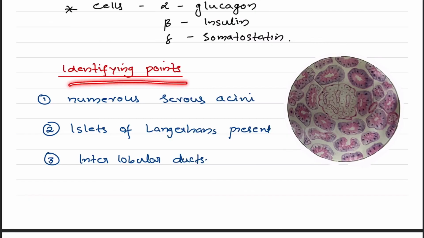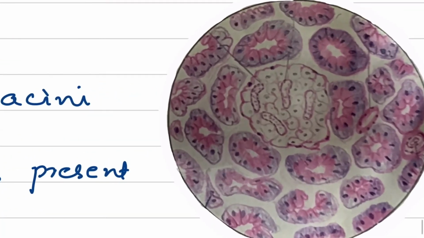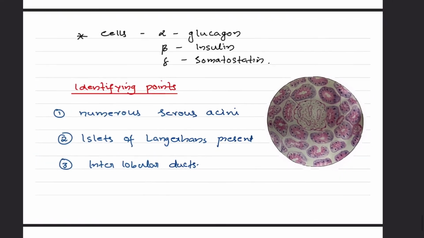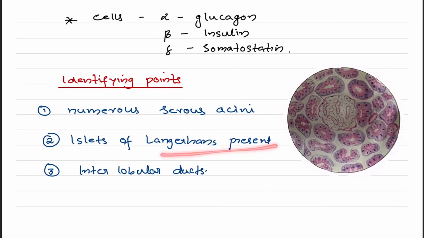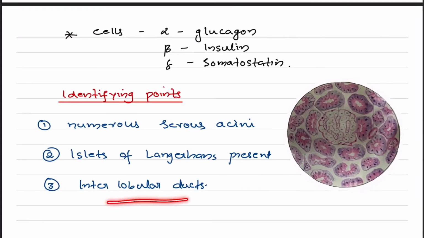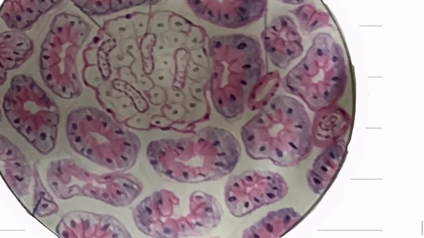So what are the main identifying points? There are numerous serous acini. See, this is serous acini. Okay, islets of Langerhans are present. This is the islets of Langerhans. Then interlobular duct is present. This is interlobular duct.